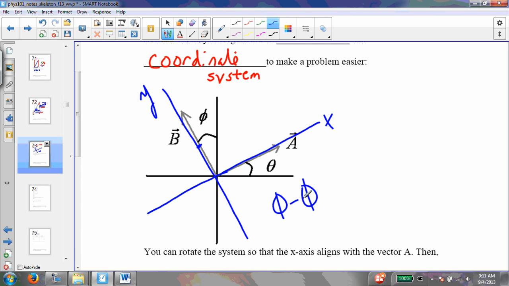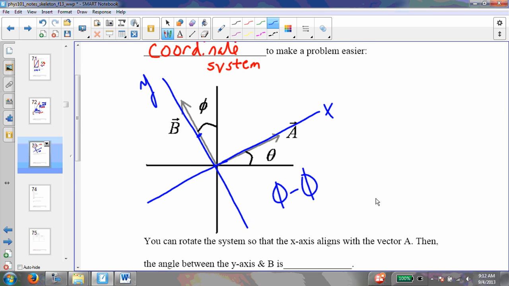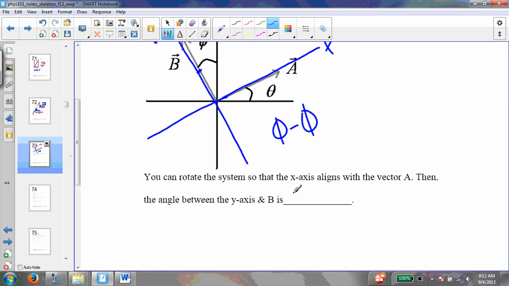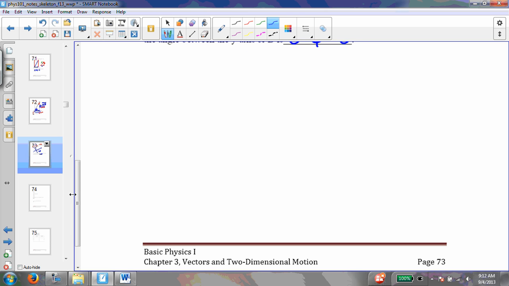We'll see an example of this when we get into chapter 4 when we're dealing with coordinates with inclined planes, as I said. So this should be, excuse me, not phi minus phi, phi minus theta. All right.